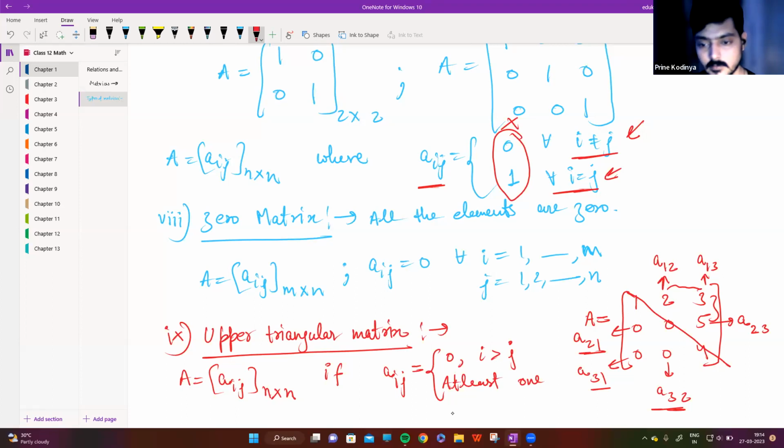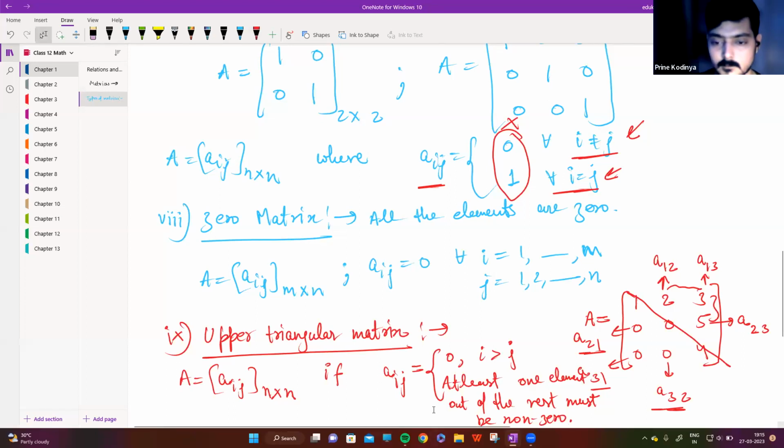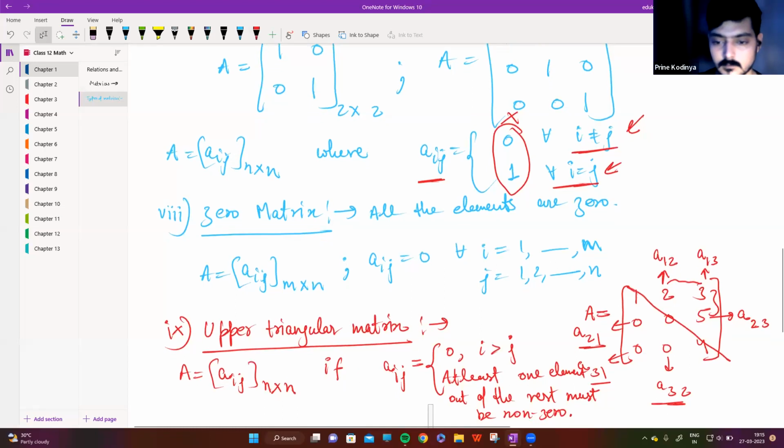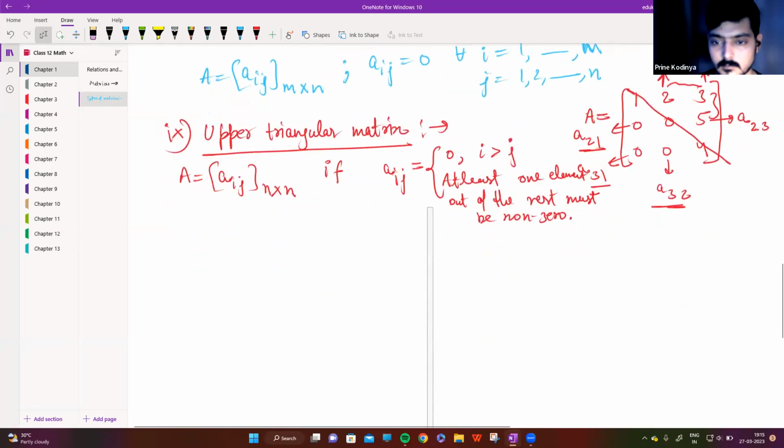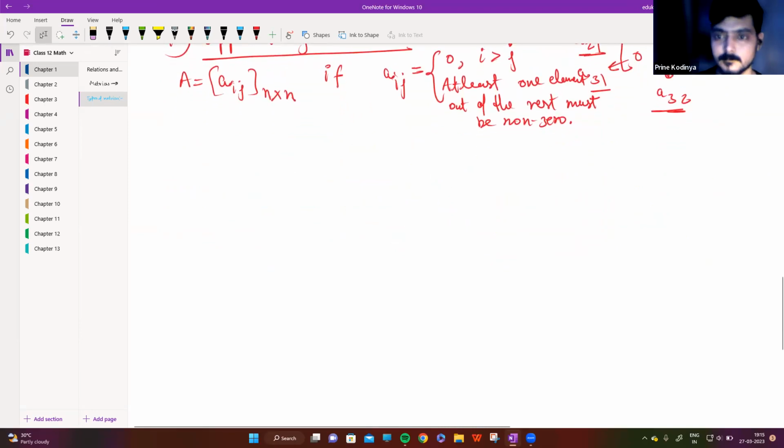At least one element out of the rest must be non-zero. Then it will be known as an upper triangular matrix. Did you understand it? Upper triangular matrix?